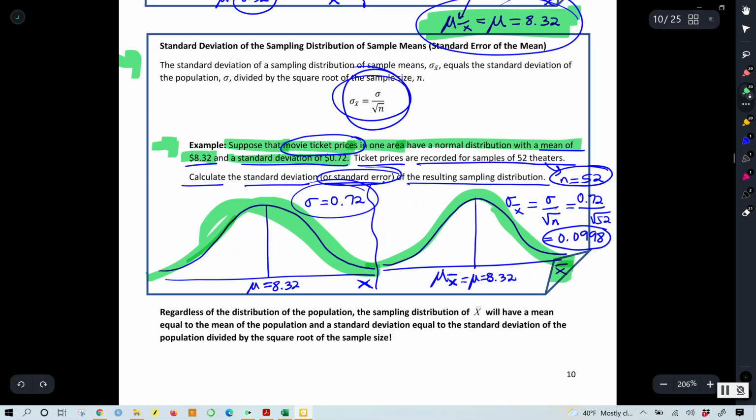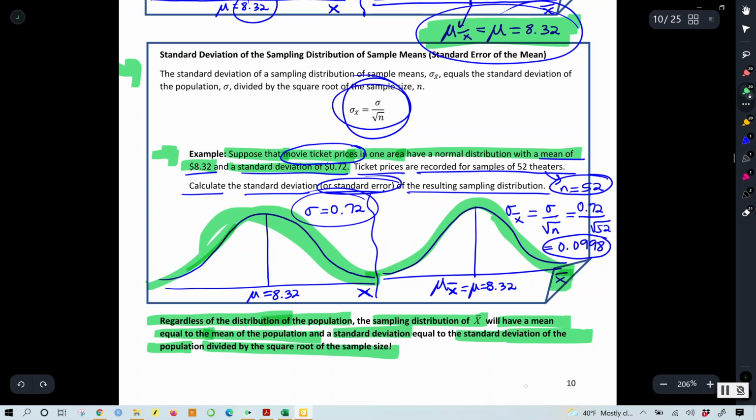As we progress, we will learn that regardless of the distribution of the parent distribution, the sampling distribution of the sample mean will have a mean equal to the mean of the population, and its standard deviation, that is the standard error of the sampling distribution of the sample means, will be equal to the standard deviation of the population divided by the square root of the sample size.